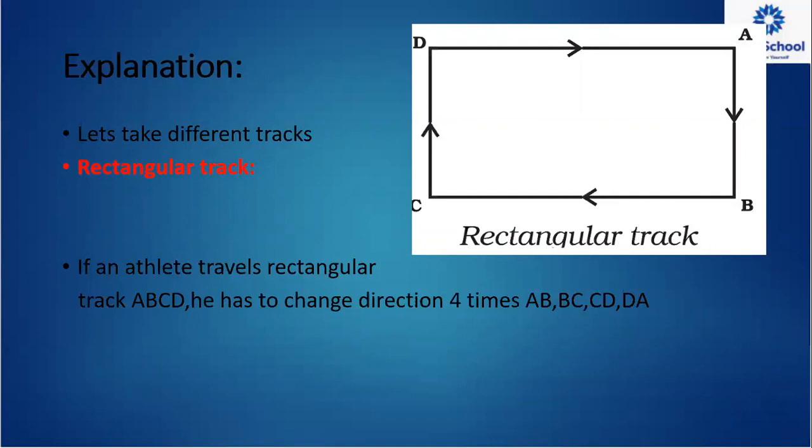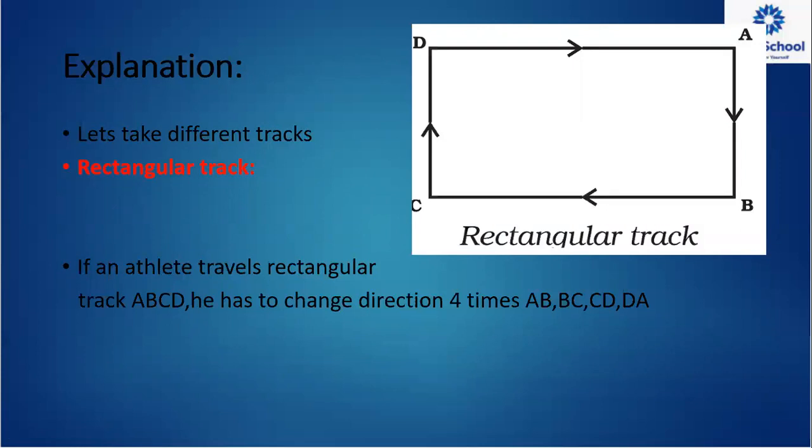If an athlete travels a rectangular track A, B, C, D, he has to change direction 4 times. Because there are 4 corners, he has to change the direction 4 times. Because it has 4 edges, he has to change the direction 4 times so that he can reach the other end.